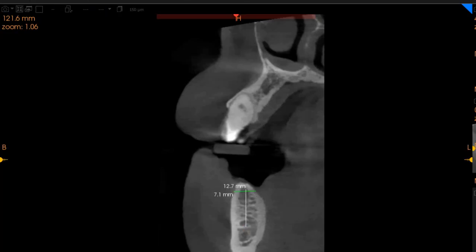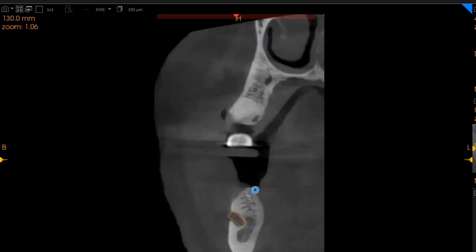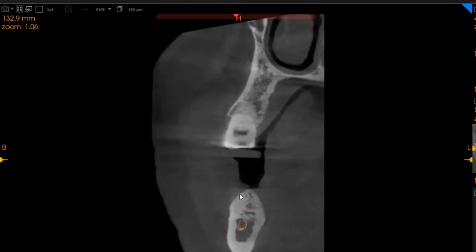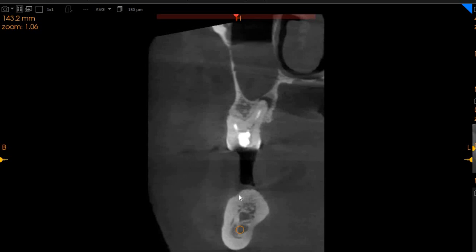Moving to the lower left region of the 4, we've got D2 quality bone here as well. 7 millimeters of ridge width with 13 millimeters of height. In the region of the 5, we've got very radiodense bone, 4 millimeters of ridge width with 8 millimeters of height. And then in the region of the 6, we've got again very dense bone, 7 millimeters of ridge width with only 10 millimeters of height.